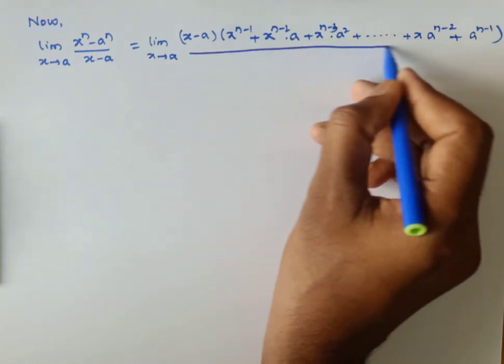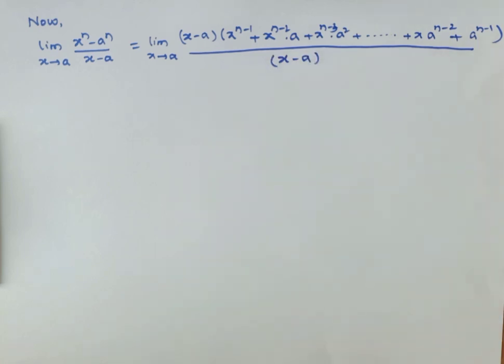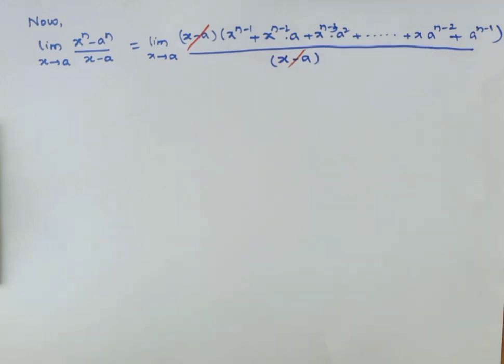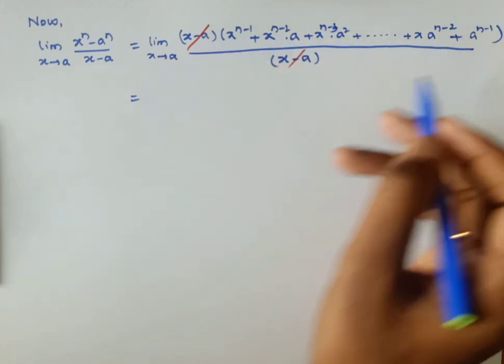Divided by, as it is x minus a only. So in the numerator the common factor is x minus a, so this common factor gets cancelled. Now directly you can apply the limit. So as x goes to a, it represents a polynomial, right?